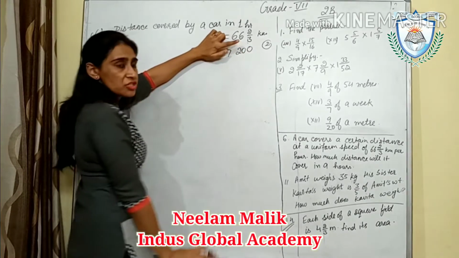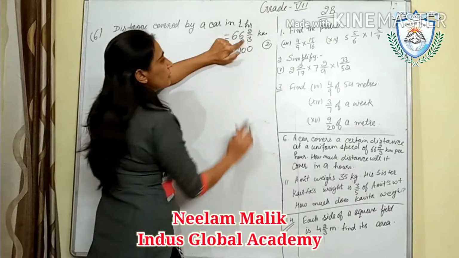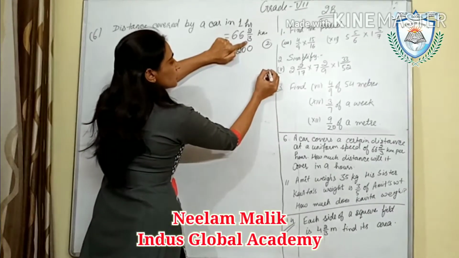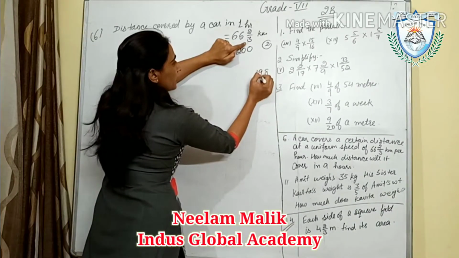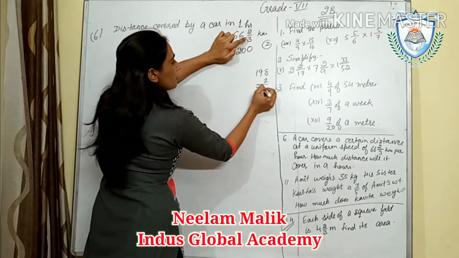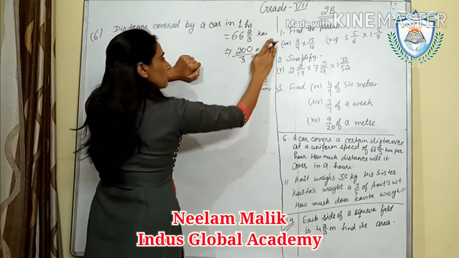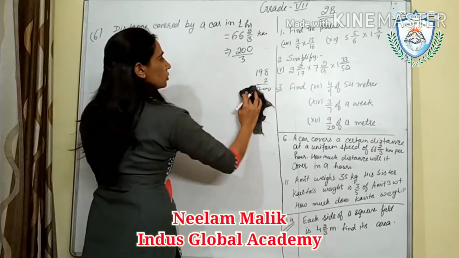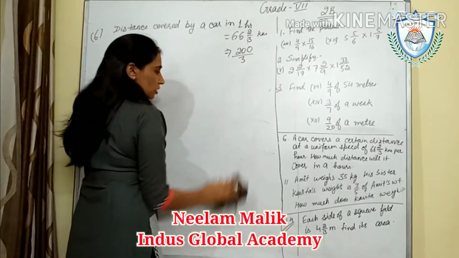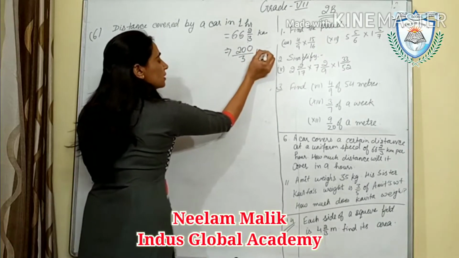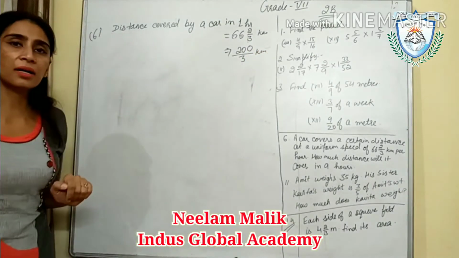Okay. You can check again. When you multiply this, you will get 6 3s are 18, 119. When you add 2, you will get 200. So 200 upon 3. Okay. 200 upon 3. So this is kilometer. This is the distance covered by a car in 1 hour.